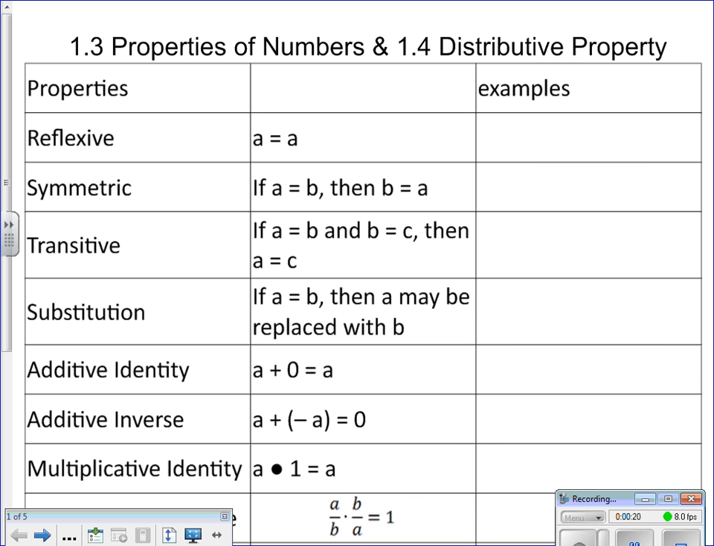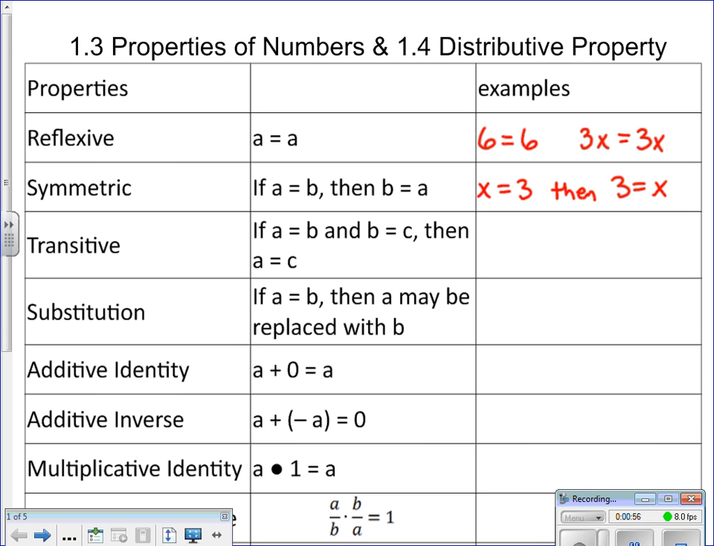The reflexive property would look like 6 equals 6, or 3x equals 3x. It has to be the exact same thing on both sides. Now the symmetric reverses each side. So say if you have a problem where x equals 3, symmetric says if x equals 3, then 3 equals x. You take the left side, switch it with the right side.